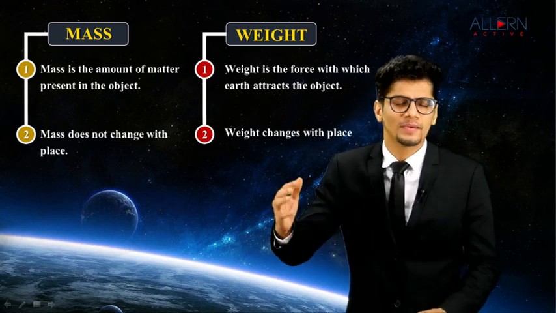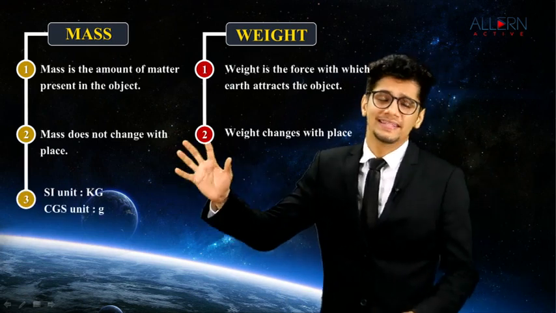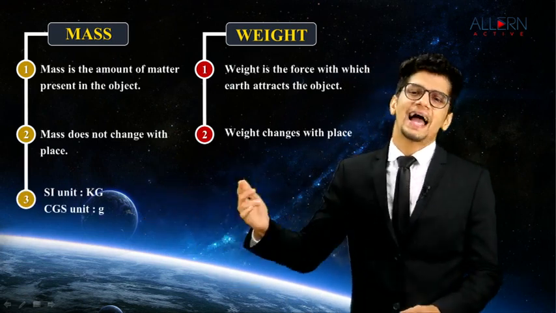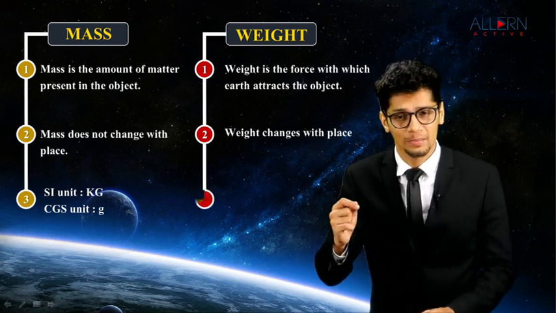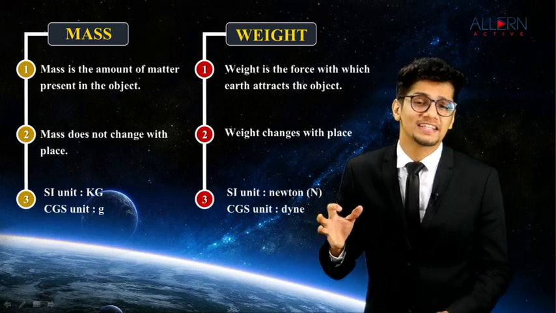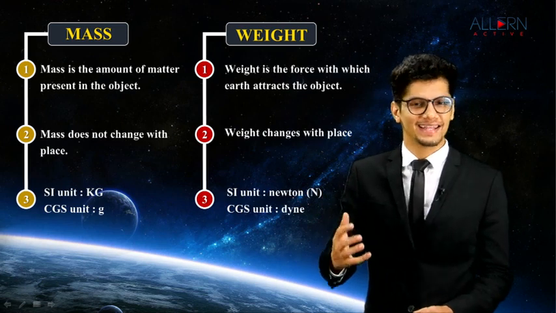In the third point, we'll be writing the units. So the SI unit of mass is kg and the CGS unit is gram. Similarly, the SI unit of weight is Newton and the CGS unit is dyne.